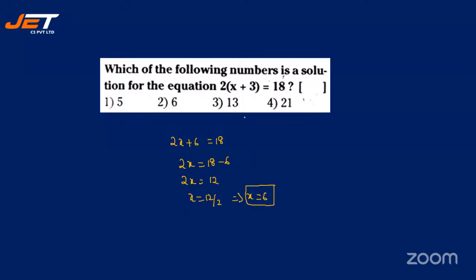So if you want, you can put this in the equation and do the checking also. See, 2 into 6 plus 6. 2 into 6 is 12, plus 6 is 18. So 18 is equal to 18. So your answer is right. So it should be option 2.